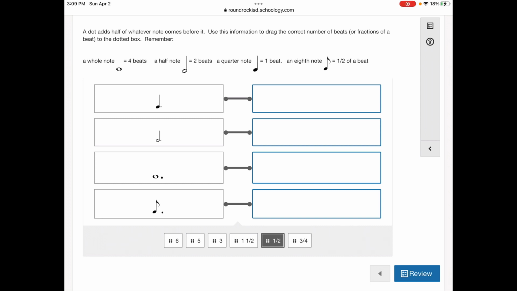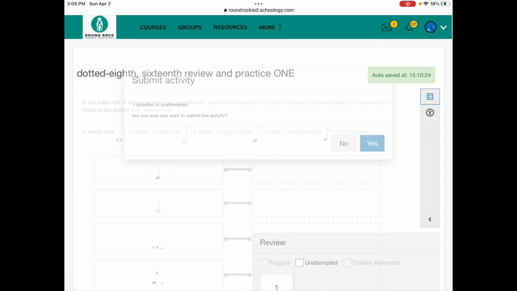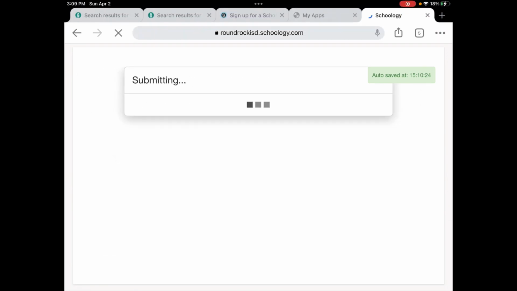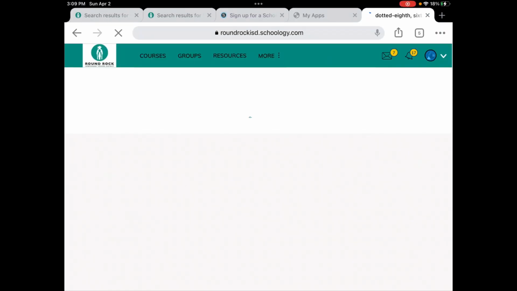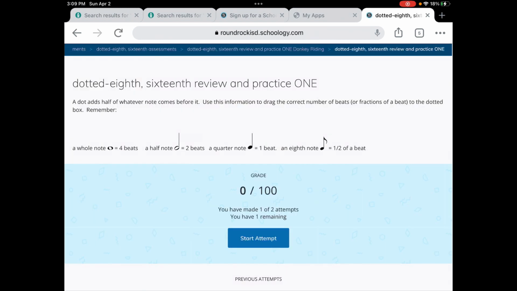Once you have dragged a value into each of the dotted boxes, which are right now blue, then touch review and finish. And then when you refresh, chances are you're going to get 100. When I refresh, I'm going to get a big fat 0 because I didn't answer any of them. But I bet you can do this.